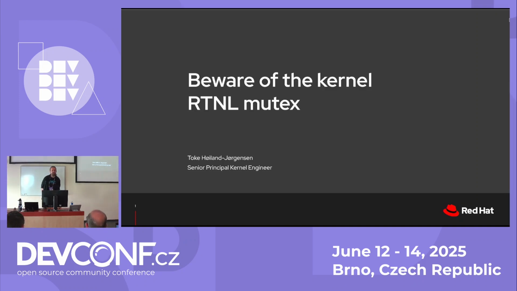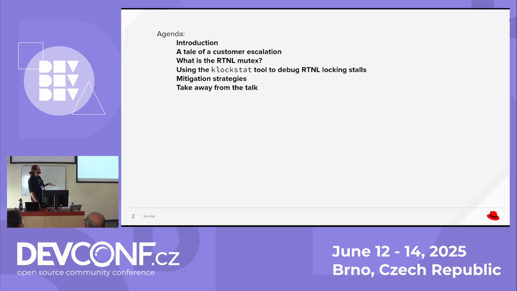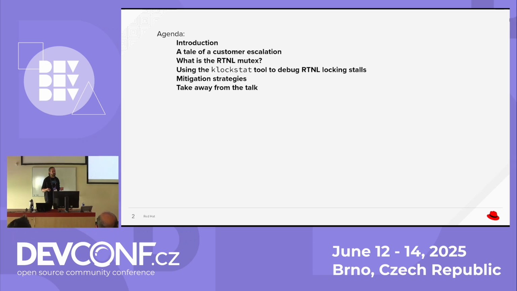I'm a kernel engineer at Red Hat, and I decided to do this talk as a publicity stunt for the kernel RTNL mutex, which I am very happy to see so many people are interested in. So I will talk a little bit. This comes from a customer escalation we had about 6 months ago. I will talk a little bit about what that entailed, and then I will talk about what the kernel RTNL mutex is and how you can debug it, and what this means for your networking applications and so on.